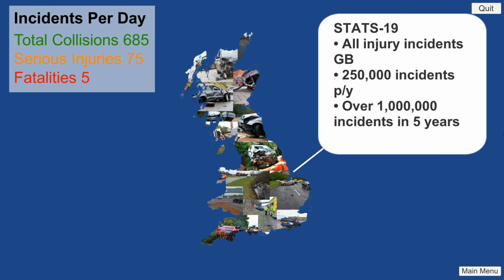That is a lot of information, and all these injurious incidents in Great Britain are attended by the police, and the information collected from these incidents is kept in a database called STATS19. And this is a very good starting point for us because it gives us the bigger picture of every single injurious incident in Great Britain. And when we look at the extent of this database, we have over 250,000 incidents per year, and that gives us over 1 million incidents every 5-year period, which is what we usually use for road safety research, the last 5 years.